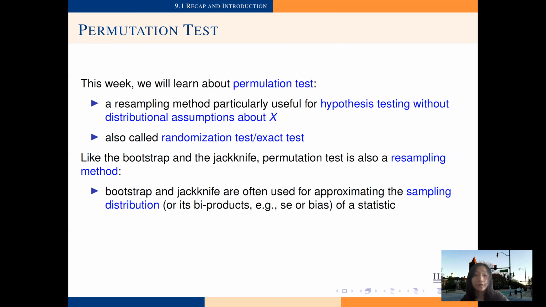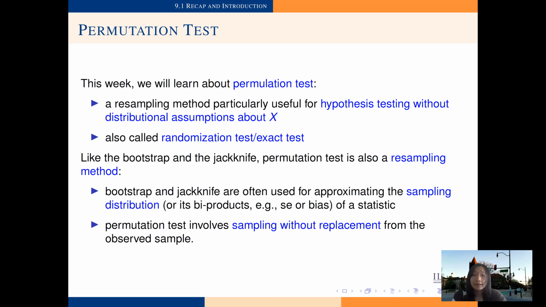However, different from bootstrap and jackknife, which are often used for approximating the sampling distribution or the byproducts such as the standard error or bias of a statistic, permutation test is particularly useful for doing hypothesis tests. Also, unlike bootstrap, which relies on sampling with replacement, permutation test involves sampling without replacement from the observed sample.